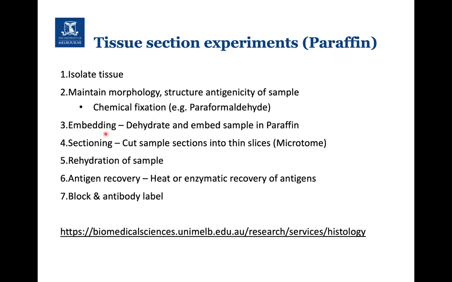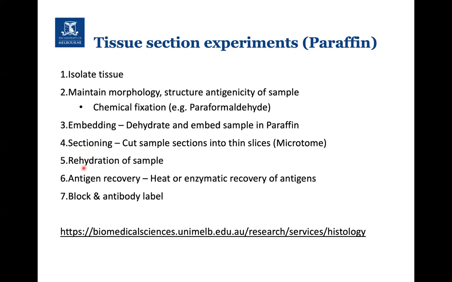We then embed the sample into the paraffin, and to do that we need to dehydrate the sample first before we embed it into the paraffin. And the paraffin's giving us something that we can actually cut against when we come to section. So in this case, we're going to cut very, very thin sections, something in the order of 5 to 10 microns, depending on what you want to do. And we're using a microtome to do that. And I should say all of the histology related things Chris Freelance from our histology facility will cover in lectures 5 and 6 of this series.